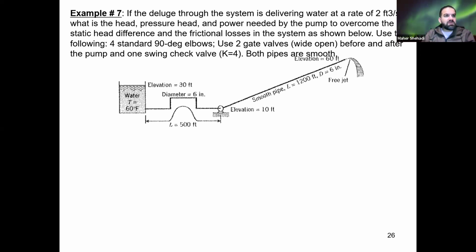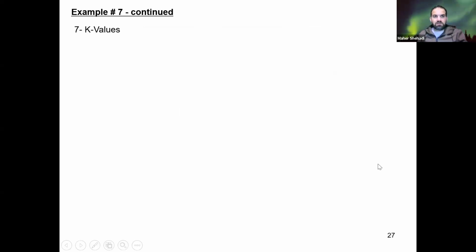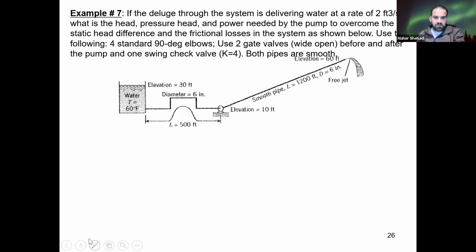Let me just pick my pointer. There we go.